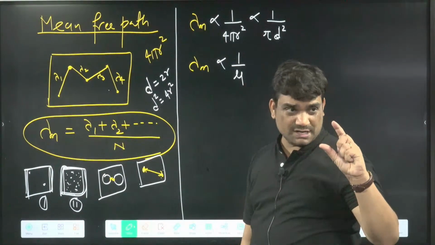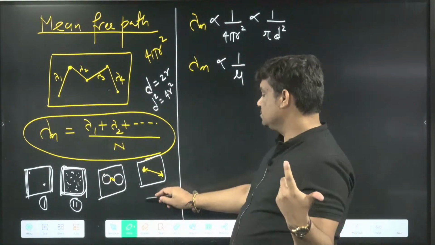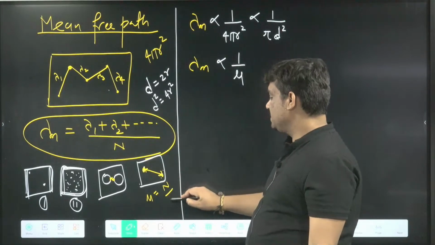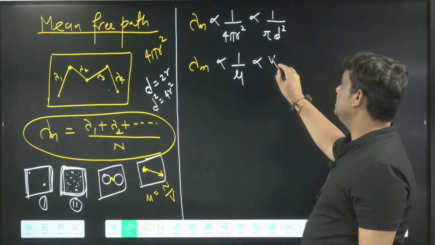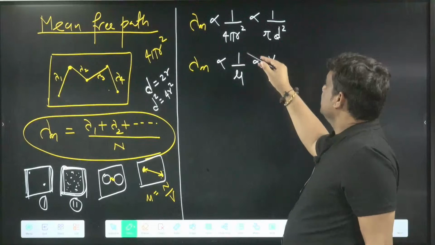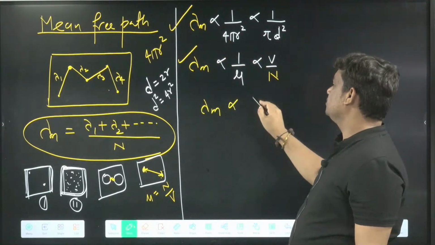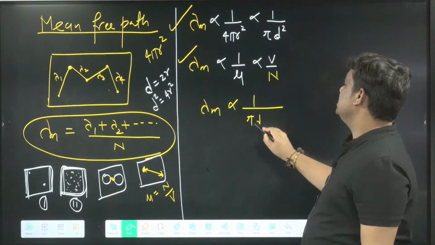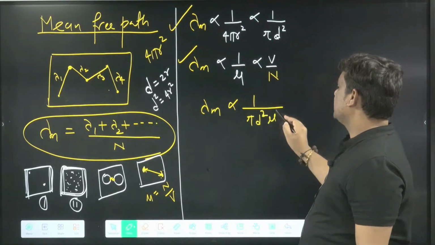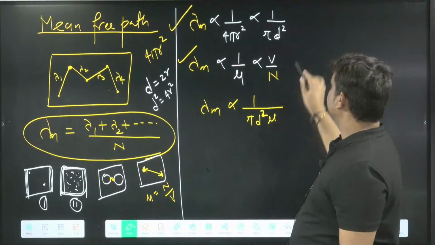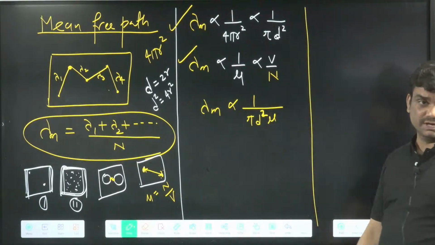Mu is basically N by V. Mu is always equal to N by V. So if I put N by V here, then it becomes V by N. These are the two relations, and if I combine both, then I get lambda m proportional to 1 by pi d square mu. This is one relation for the mean free path, 1 by pi d square mu.